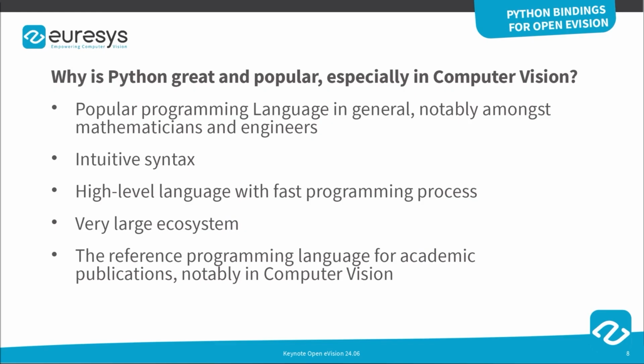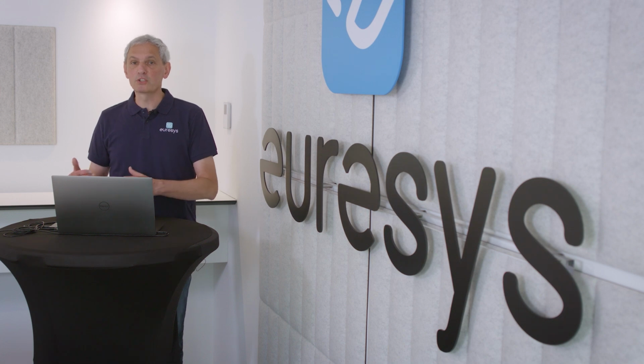Python, the language, is very popular, especially amongst mathematicians and engineers, because you have a very intuitive syntax and a very large, huge ecosystem of packages. It usually allows very high-speed and fast programming. It's clearly the reference language for academic publication and especially computer vision.